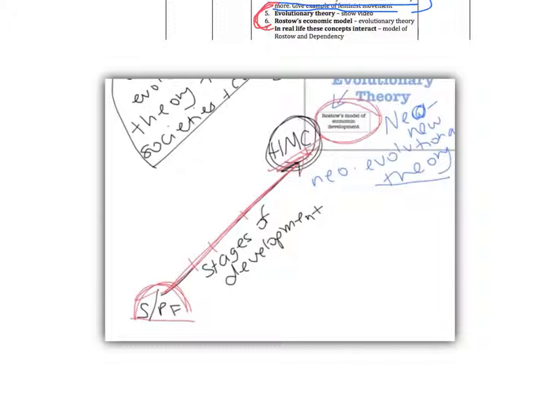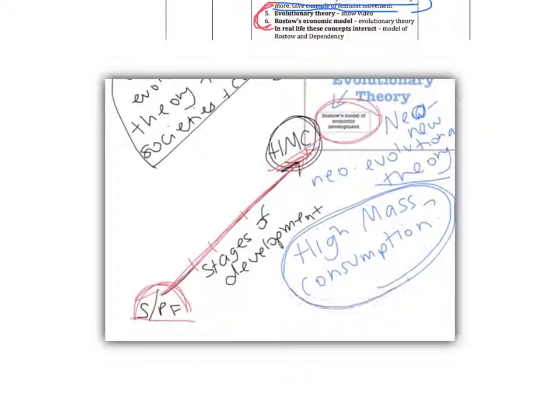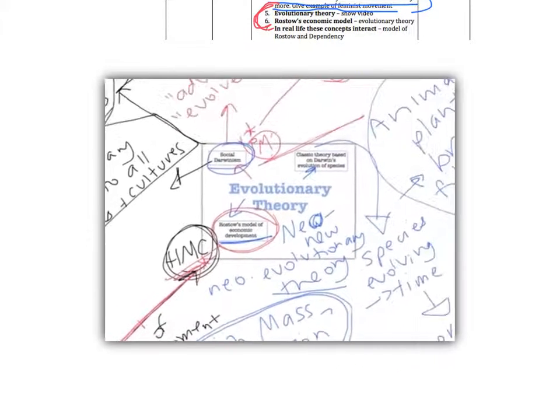So you need to think about whether or not everybody wants to evolve, and the end point of evolution is this high mass consumption state of being. Does everybody want that? Does everybody want their society to be this high mass consumption society? And that's also a values judgment. But that's Rostow's model of economic development. It is a neo-evolutionary theory, so it does come with all those values judgments built in.